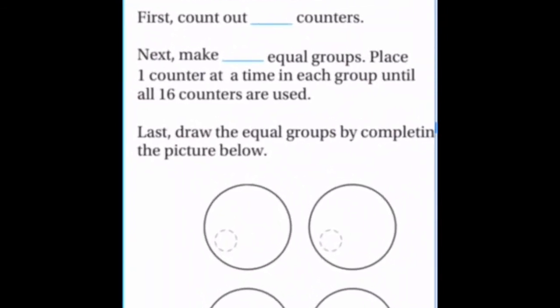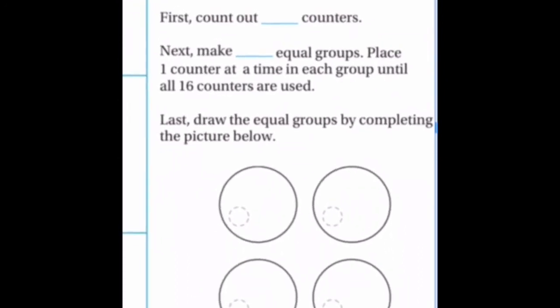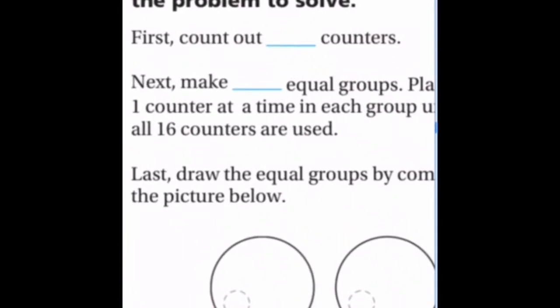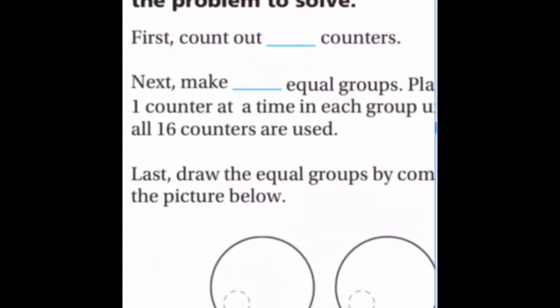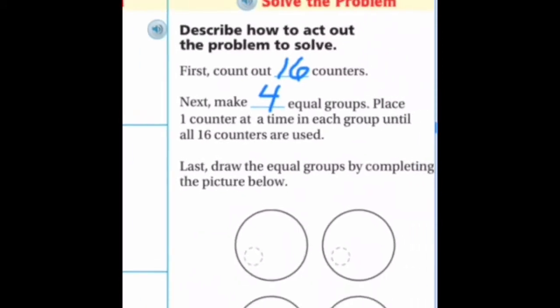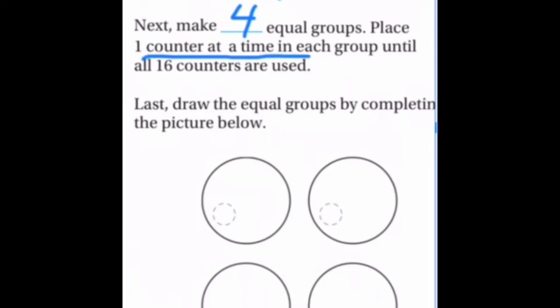Alright, solving the problem here. Describe how to act out the problem to solve. First, count out blank counters. Well, we had 16 flowers, so we need 16 counters. And we have 4 vases, that's going to make our equal groups. So we need to make 4 equal groups. And then it says place 1 counter at a time in each group until all 16 are used.